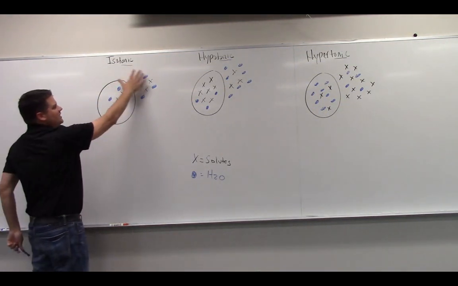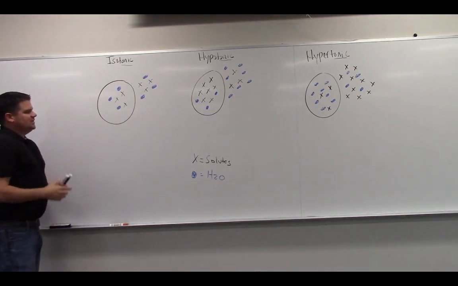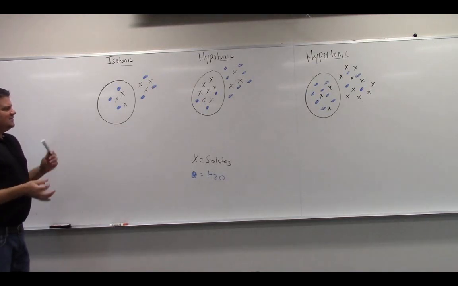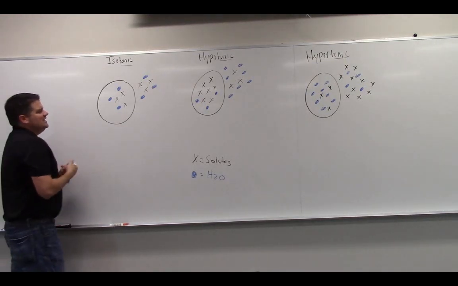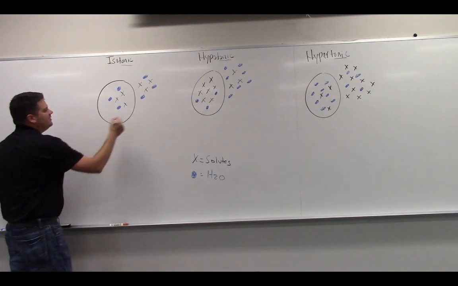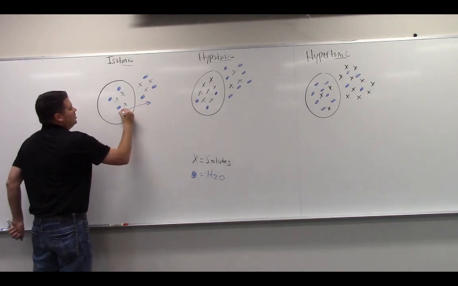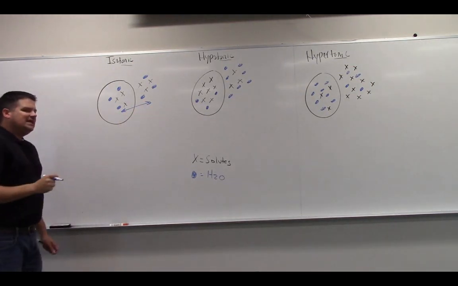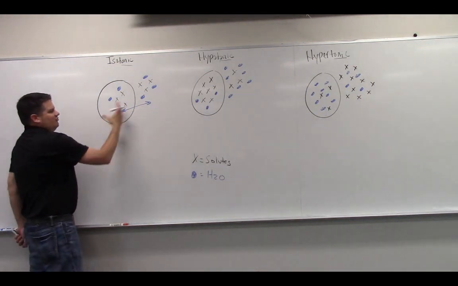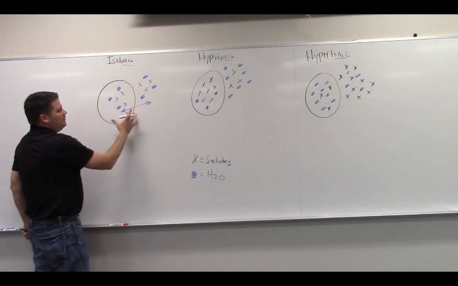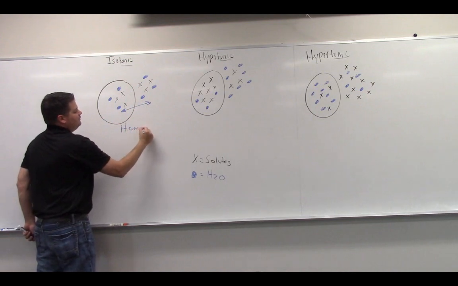Okay, so this solution out here is equal to the solution on the inside of the cell. Because that's the case, we shouldn't see movement of water in dramatic fashion. We see a little bit of water shifting in and out, but not dramatically. Okay, so this is going to be homeostasis right here.